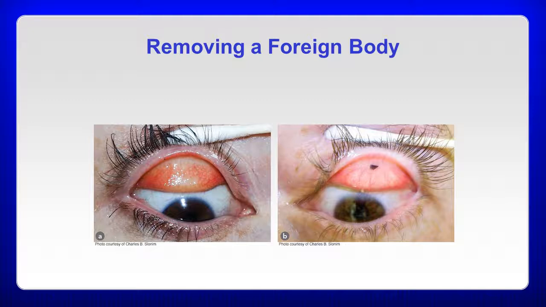Again, if you're having a lot of trouble and you're really having difficulty removing the foreign body, when in doubt, refer them right away to the ER and have somebody with more training perform the removal.